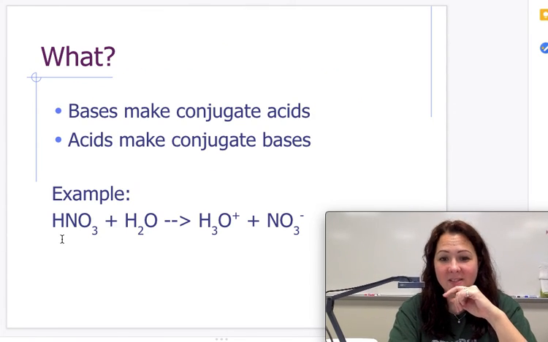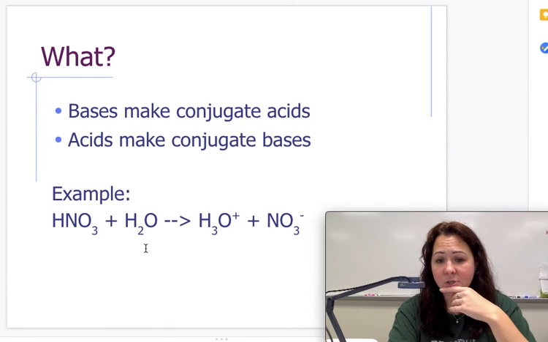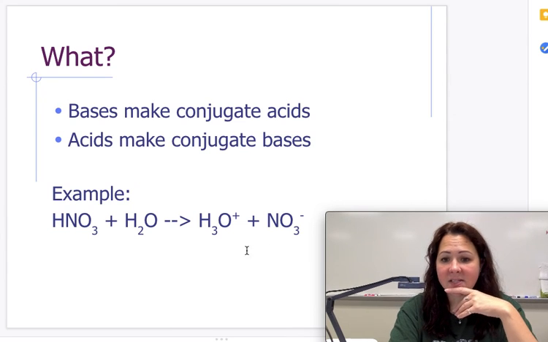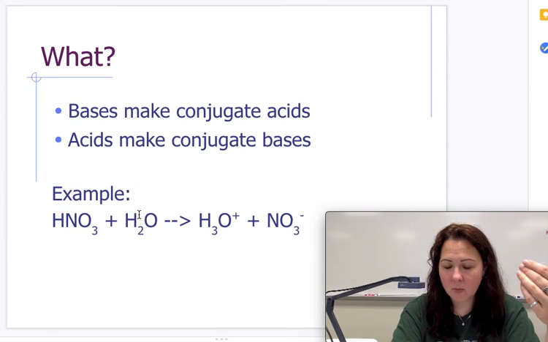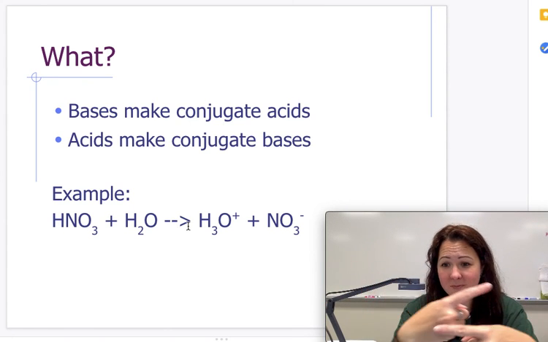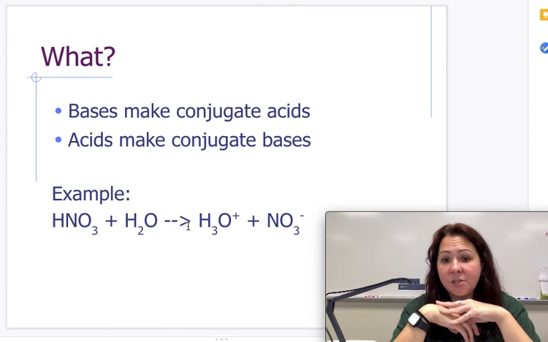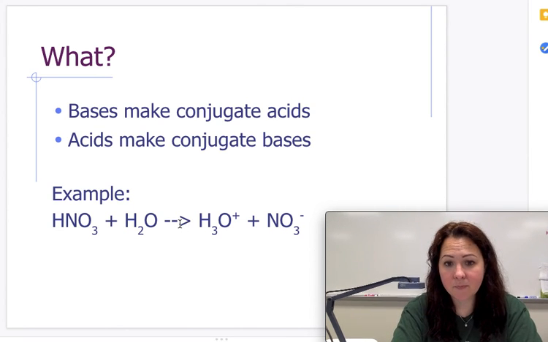So looking at this, you're going to have to identify which is the acid, the base, the conjugate acid, the conjugate base. Looking at this scenario right here, this is not really a chemical reaction. This is what's happening in the solution. They actually should have an arrow that points two directions, forward and backward, but we haven't gotten to equilibrium reactions yet. We'll get to that in the next unit.